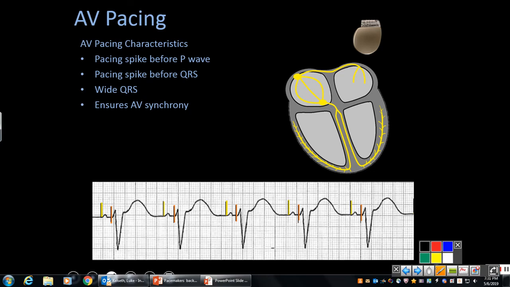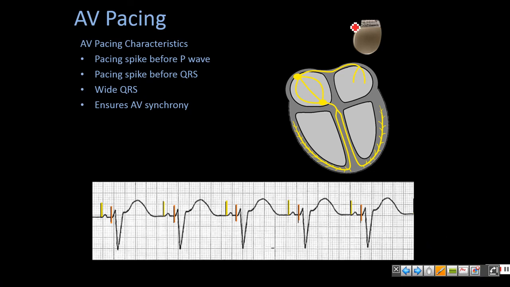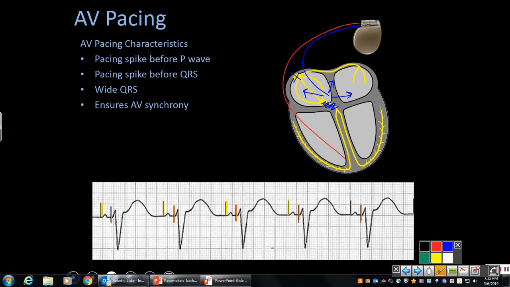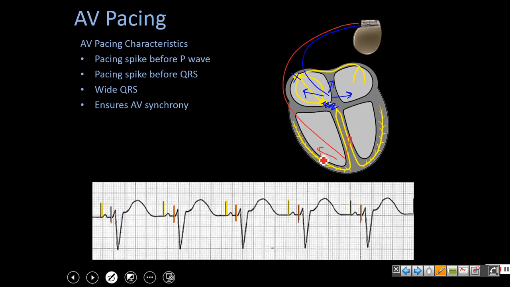AV pacing. Well, in AV pacing, that is another dual chamber configuration. We have a lead positioned in the right ventricle. We have a lead positioned in the right atria. And both are pacing the heart. So maybe in this scenario, we have heart block and we have SA node dysfunction. So maybe the SA node doesn't pace or doesn't pace fast enough to pace the heart properly. And so the lead in the atria needs to pace the atria, and then the lead in the ventricle is also needing to pace the ventricles.